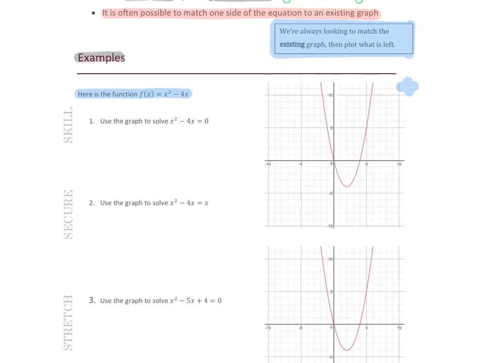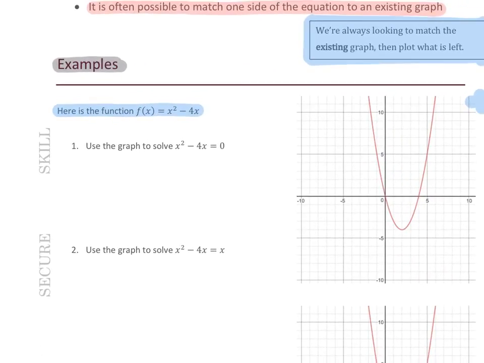So moving on, we then want a subheading for examples. We want to keep these really nice and neat and write down every stage of our working. So this says here is the function f of x equals x squared minus 4x. So this is basically y equals x squared minus 4x. Now it's a quadratic, it's a happy face, it's a positive, it has a y-intercept of 0, so we can tell the features of that graph.